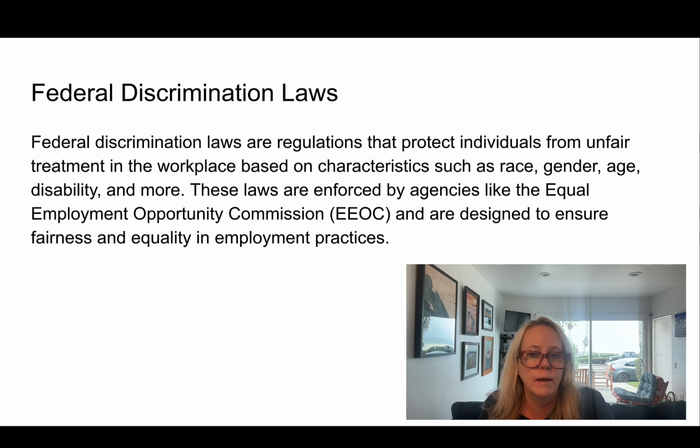These laws are enforced by agencies like the Equal Employment Opportunity Commission, or the EEOC. That is a federal agency, and a state agency as well. And they are designed to ensure fairness and equality in employment practices.